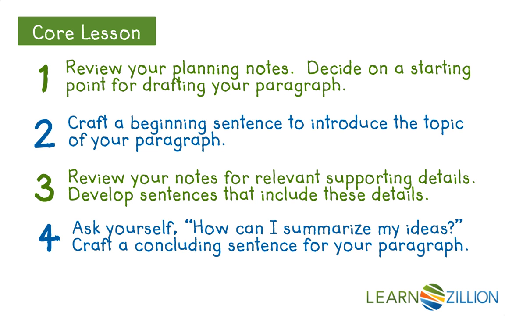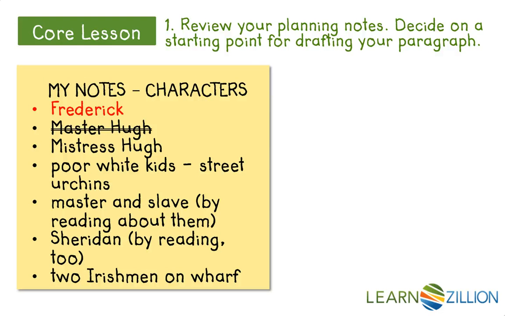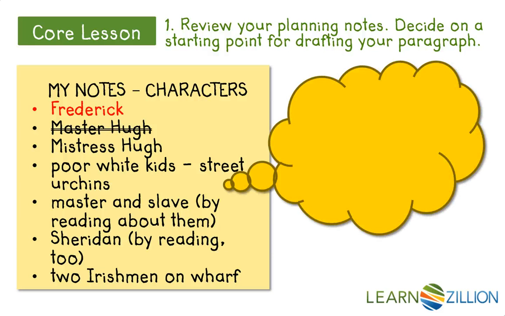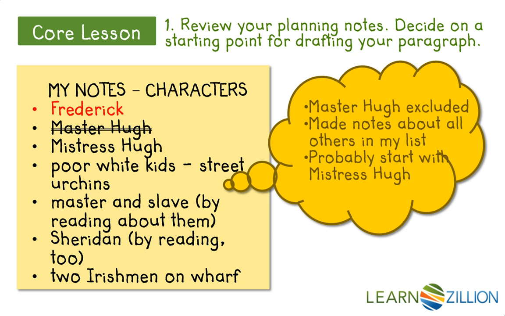Let's start with Step 1. Review your planning notes. Decide on a starting point for drafting your paragraph. I need to keep in mind that my task is to explain how Frederick's life was impacted by the characters with whom he interacted. I remember that Master Hugh is marked off because there's very little information about him. I also know that I was able to find evidence and make notes about all the others in my list. And I'm thinking that I probably want to start with Mistress Hugh because she is the first one of these characters mentioned in the narrative.